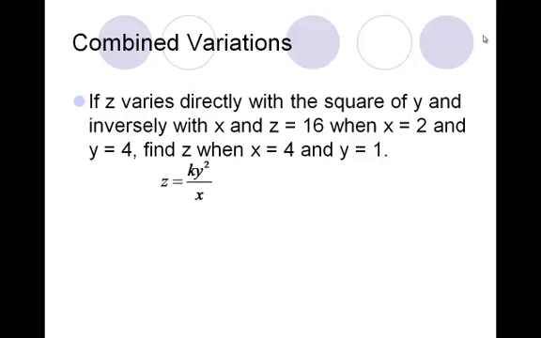Now they're going to give us some numbers. Z equals 16 when X is 2 and Y is 4. So let's plug in those numbers. Z is 16, X is 2, Y is 4, and don't forget that Y is being squared, so it's 4 squared.